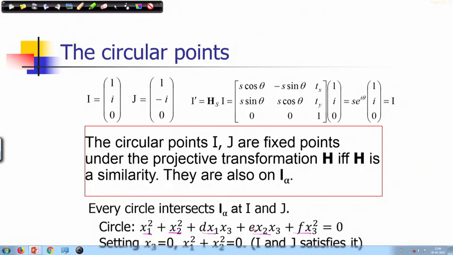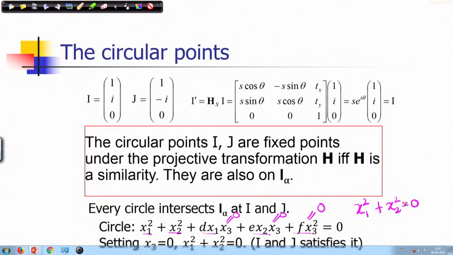And here if I set the value x3 equals 0, which means that you are computing the intersection with the line at infinity, because any point whose third coordinate x3 is 0 is lying on the line at infinity. So, if I set x3 equals 0, these components will be equal to 0, and finally, the equation would be x1 square plus x2 square equals 0.